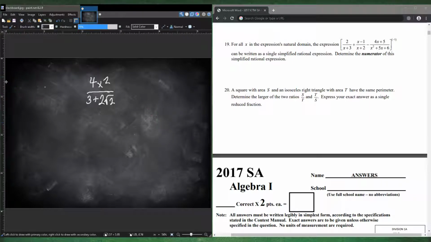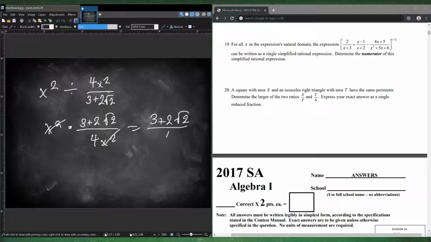So now we're going to have x squared divided by this number. When we're dividing by a number, it's the same thing as multiplying by the reciprocal. So 3 plus 2 square root 2 over 4x squared. Cancel out the 4x squared on both sides, and all you're left with is 3 plus 2 square root 2 over 4. Right? Because this is already simplified. So that's your answer for number 20. And it's basically just that simple.